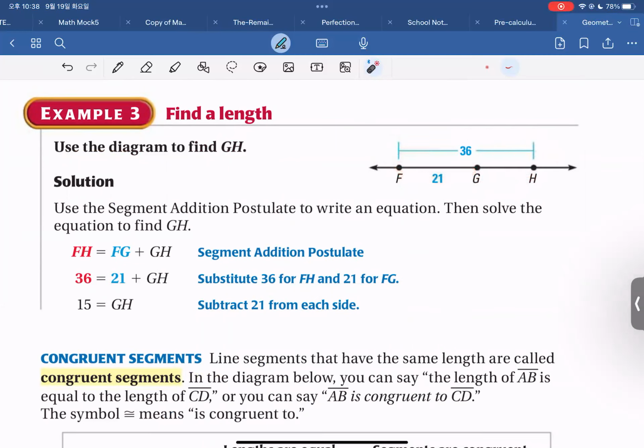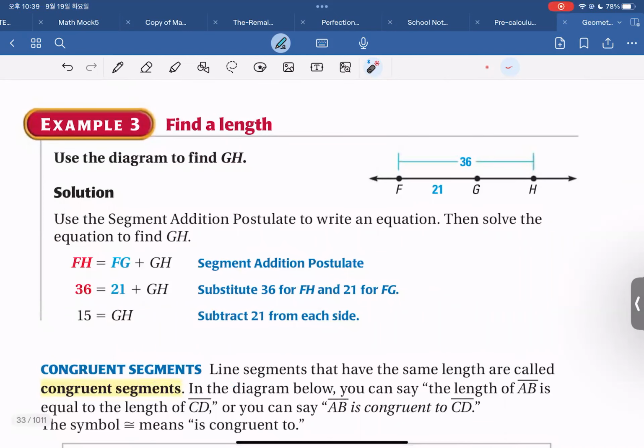So if you use what you learned from the segment addition postulate, 21 plus the segment GH would be equal to 36, right? But to figure this out, you have to subtract 21 from 36, which is 15, right? So that means the value of GH must be 15. You can also use that ideology with the segment addition postulate by doing 15 plus 21, which is 36.